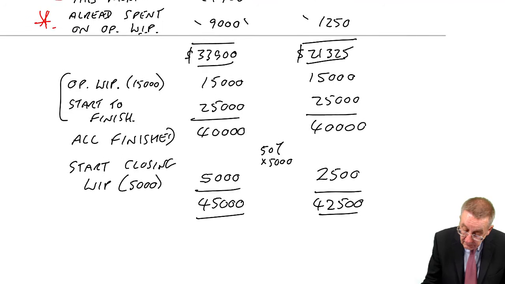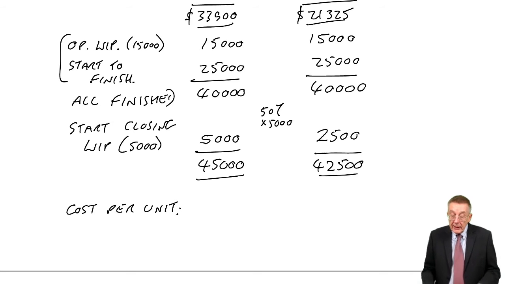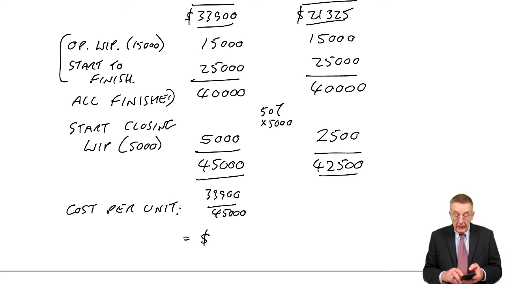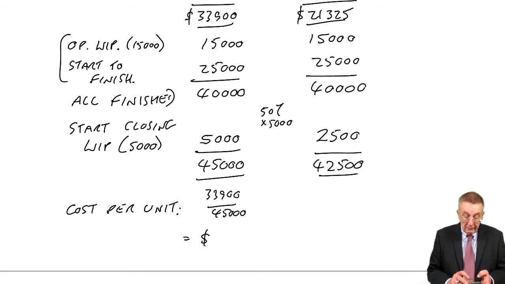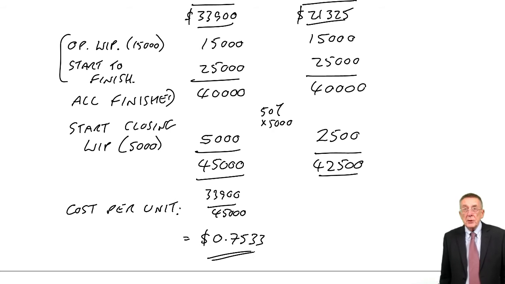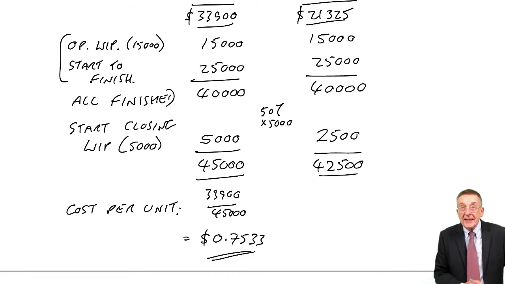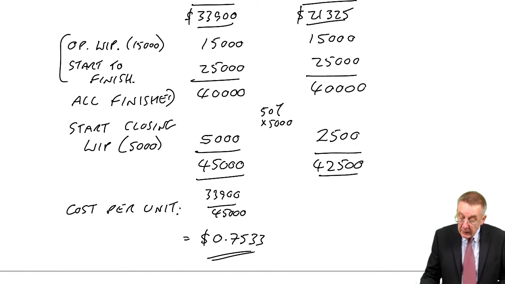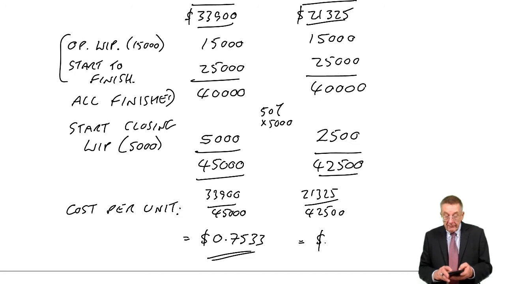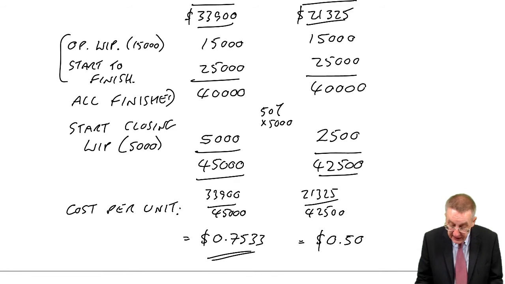And therefore, the cost per unit. Well, for materials, 33,900 for 45,000 units is 0.7533. But don't worry, in the exam, almost certainly you'll come to a nice figure, or you'll be told to round it to the nearest cent. Here, I didn't pick nice figures, it's because I'm using the same numbers as the previous example. Anyway, for labour and overheads, 21,325 total cost, 42,500 equivalent units. 21,325 divided by 42,500. Again, it's not a nice figure, 0.5018.